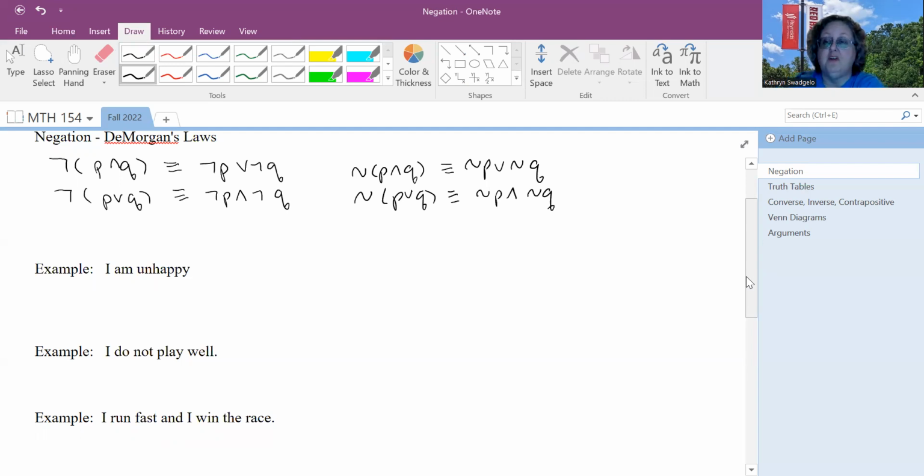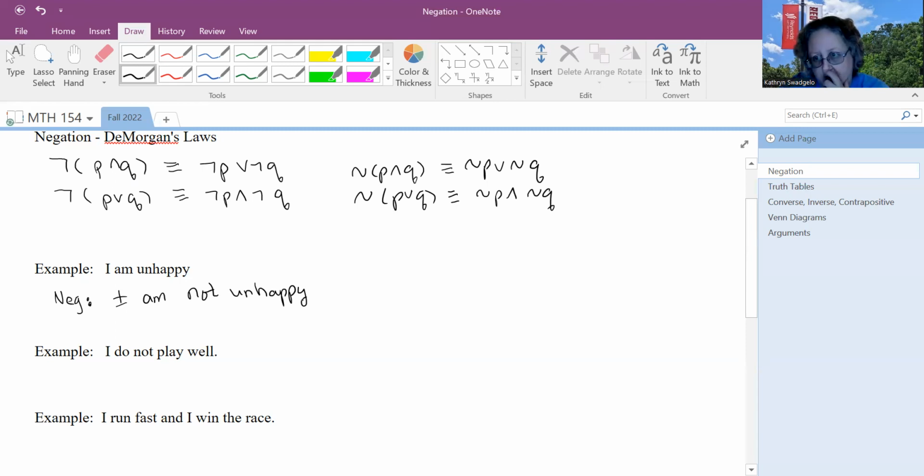The opposite of love is not love. The opposite of hate is not hate. The opposite of happy is not happy. The opposite of unhappy is not unhappy. So the opposite of I am unhappy, so the negation, is I am not unhappy. Okay, so don't do those opposites.